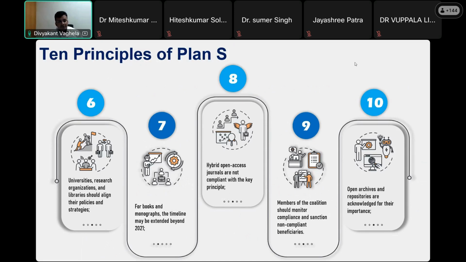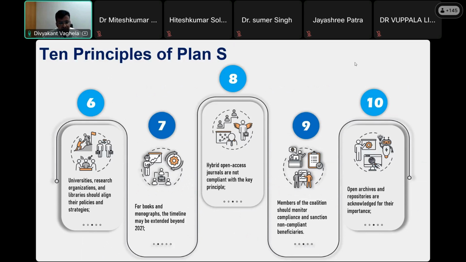Another thing is that universities, research organizations and libraries should align their policies and strategies. For books and monographs, they have extended the timeline beyond 2021. Hybrid open access journals, which are open and closed, where a few journals or articles are not available in open, are not compliant with this key principle. Members should monitor compliance and sanction the non-compliant beneficiary. Open access archives and repositories are acknowledged for their importance. Now, this was about European countries.